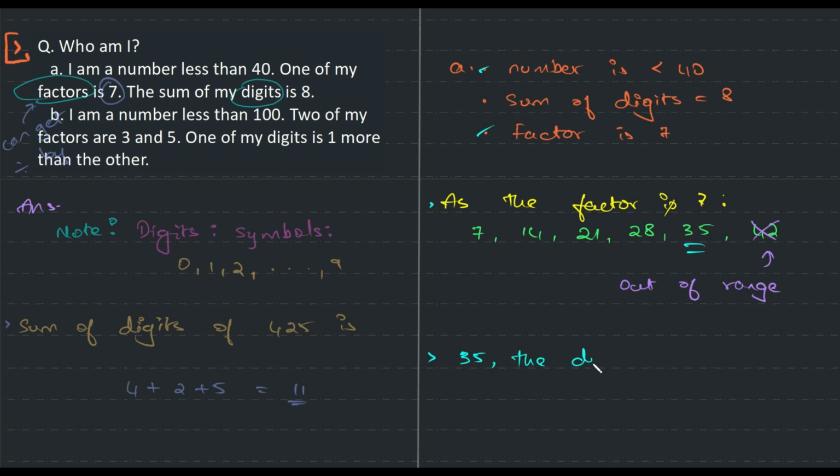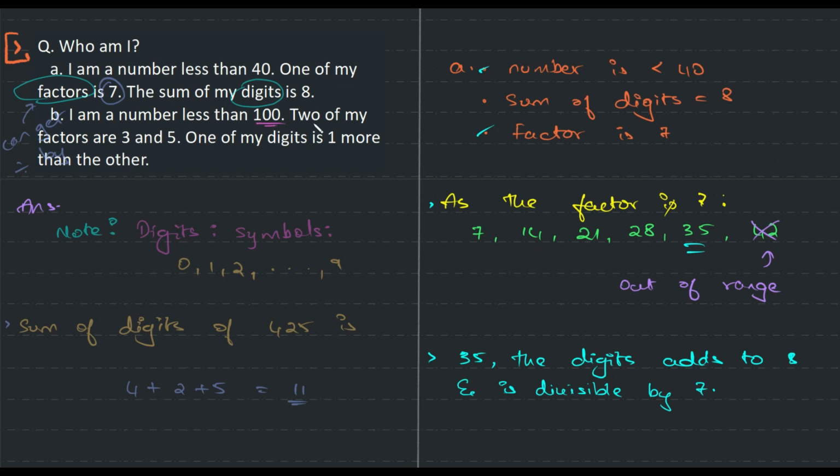The digits add to 8 and it is divisible by 7. That's it. That's how you think about such questions. Write all the conditions, write whatever you can get out of it and try to solve it.